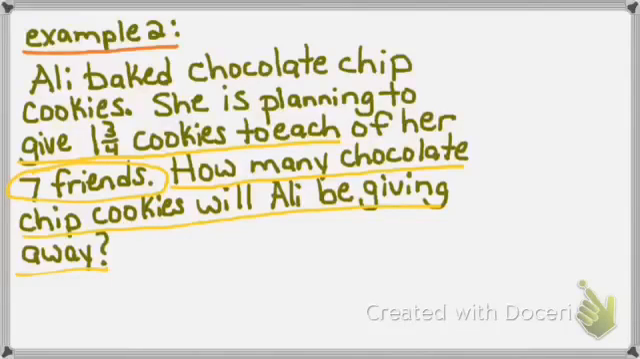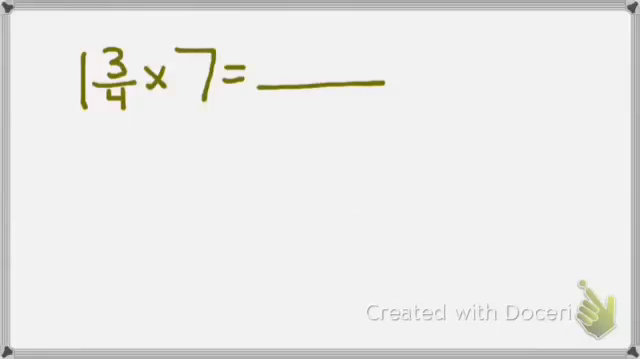Remember, when you see each, it's either going to be a multiplication problem or a division problem. So let me think about this. Allie is going to give 1 3/4 cookies to each of her 7 friends. She's going to give 1 3/4 to one friend, 1 3/4 to the second friend, 1 3/4 to the third friend, over and over again 7 times. And anytime I have the same number that I'm adding over and over again, I know that that's going to be a multiplication problem. So I'm going to multiply 1 3/4 times 7. Let's move this to the next page to solve. So 1 3/4 times 7.